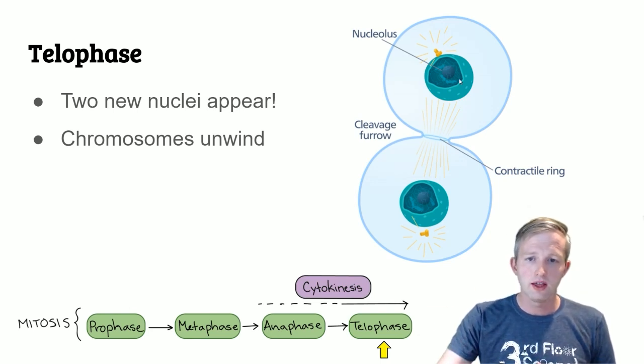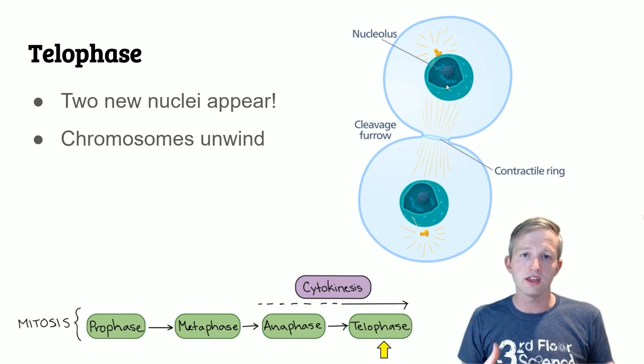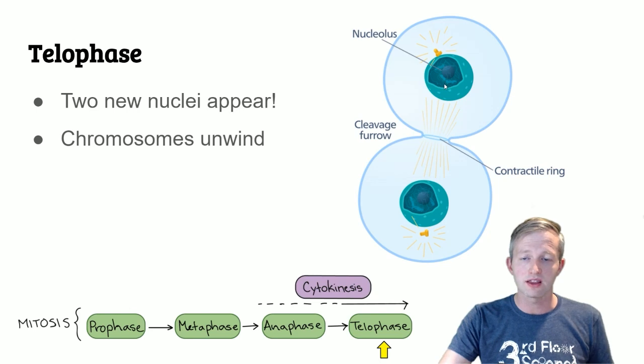Another thing you'll notice is that the chromosomes begin to unwind. We don't need them anymore. Now we can spread them back out. They're getting ready to just be the normal DNA that they were, so that they can undergo the normal DNA processes that they do inside of the cell.